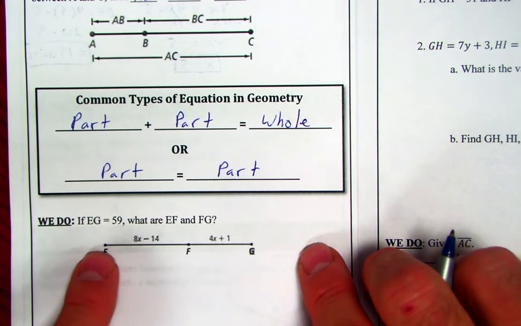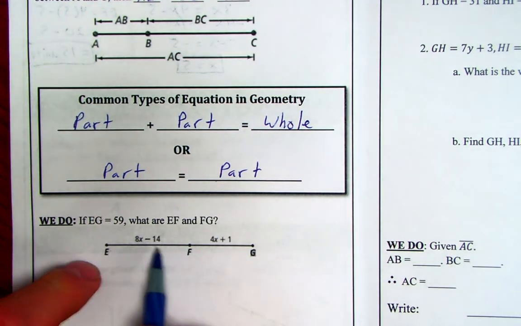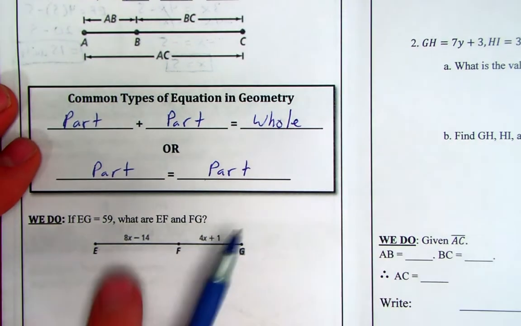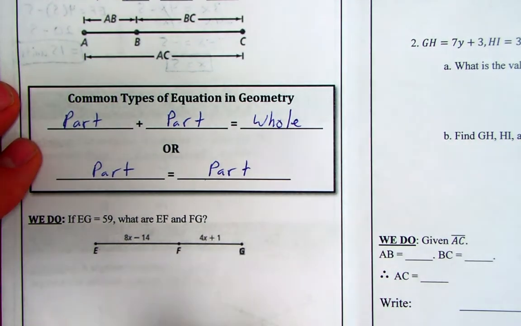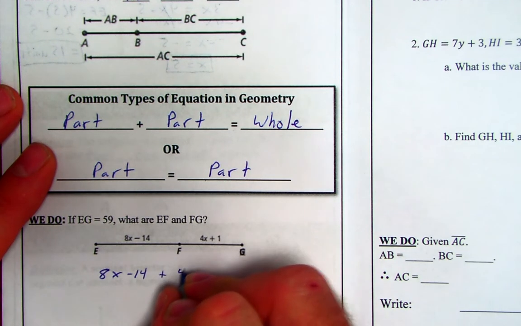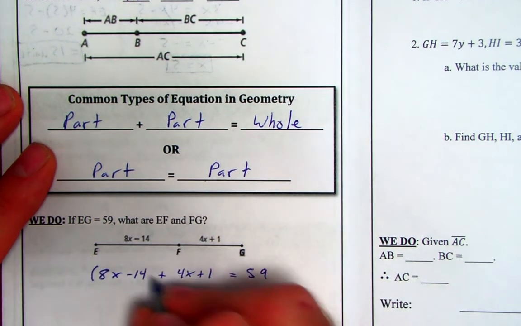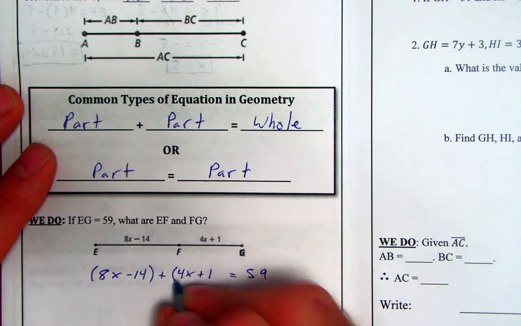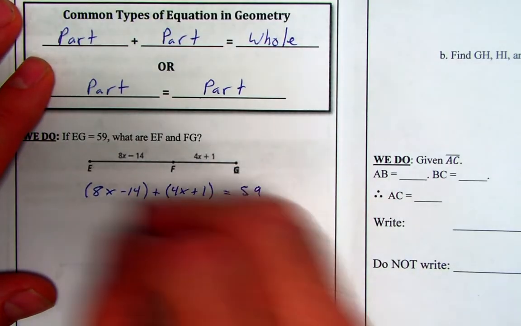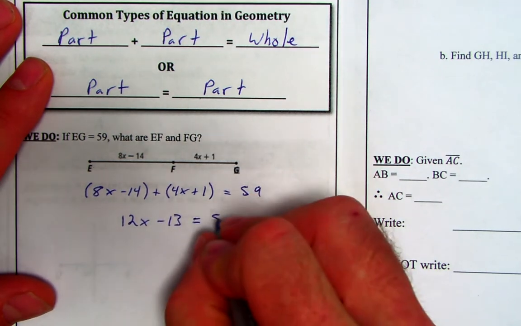All right, so in this problem, it tells us that the entire length is 59. It gives us expressions for the parts, and we have to find the length of each part. Well, we know that the sum of the parts is equal to the whole. So 8x minus 14 plus 4x plus 1 is equal to 59. You don't need to put parentheses around it, but the first part plus the second part is equal to the whole. Now we just need to do a little algebra, combine like terms: 12x minus 13 equals 59.